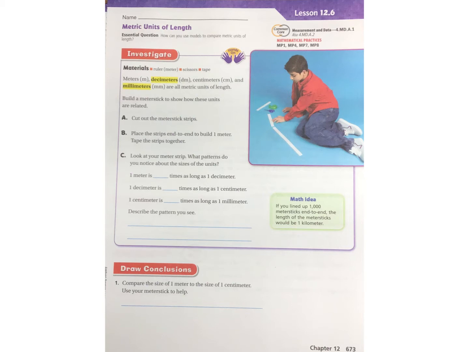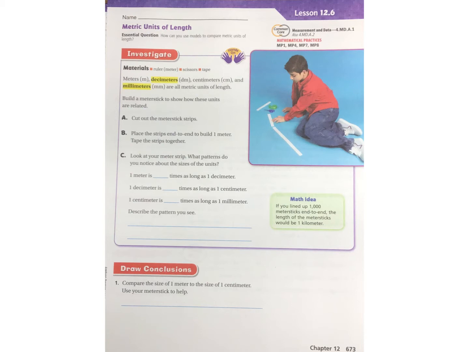Meters, decimeters. Oh, let's read this together. Ready? Go. Meters, decimeters, centimeters, and millimeters are all metric units of length. Okay, notice how they abbreviated those. You get to use these abbreviations, but in order to use them, you have to know them, right?